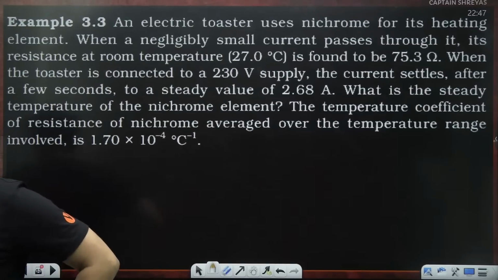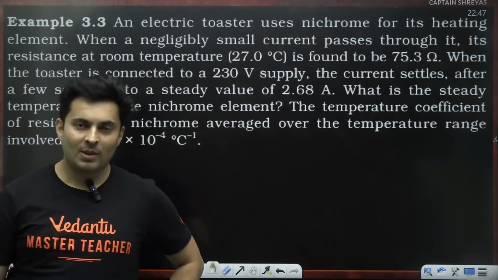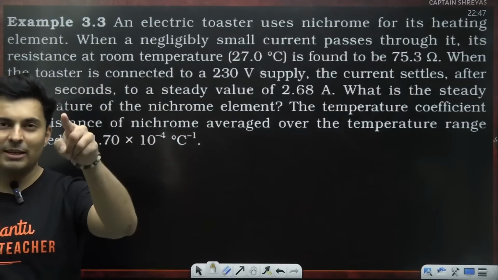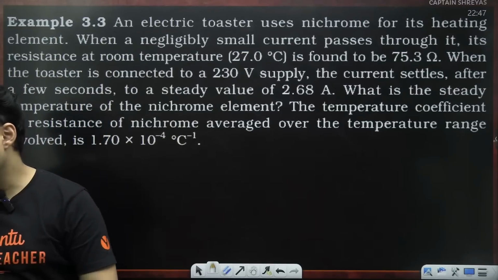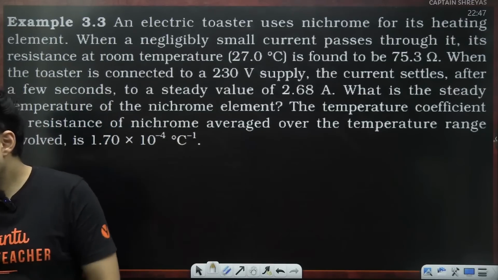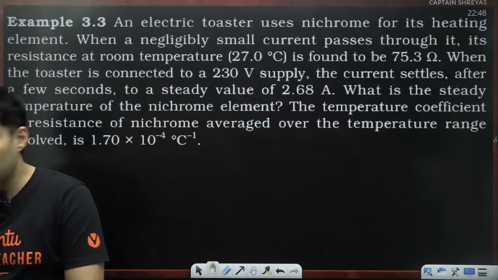Now here obviously resistance must be changing, because you can see the current has changed, and because of that I feel you should be able to use the formula for how resistance changes with temperature, and then you can find out what might be the new temperature. So, ready to solve this question?